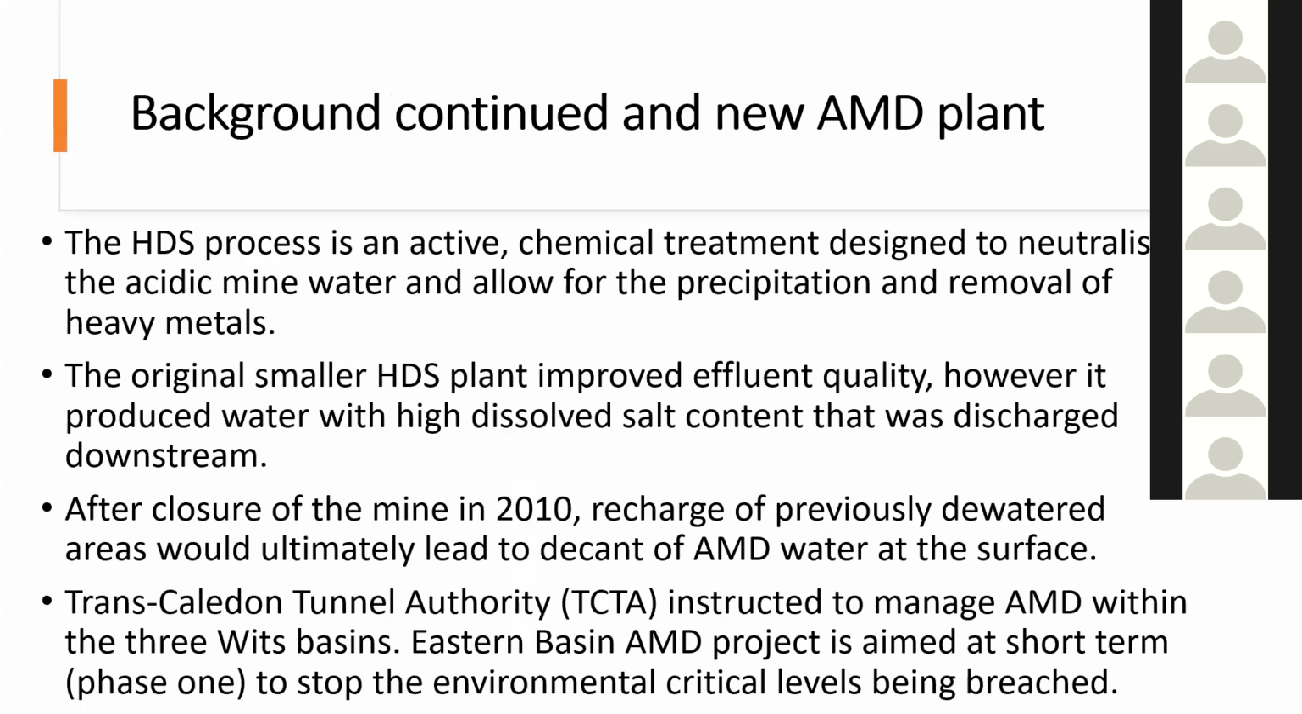So basically, the AMD water that is pumped up is treated with limestone or dolomite, and that raises its pH. And from there, the heavy metals that were once dissolved in the water can precipitate out, and those heavy metals are removed. So the original small HDS plant that was at the mine during operation did improve effluent quality.